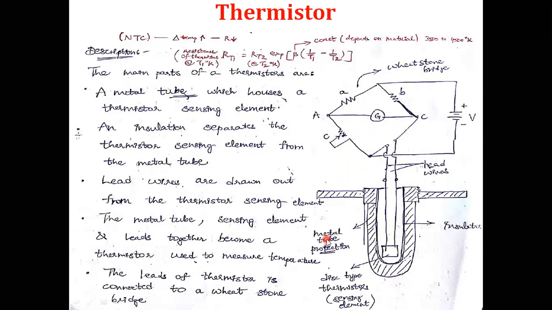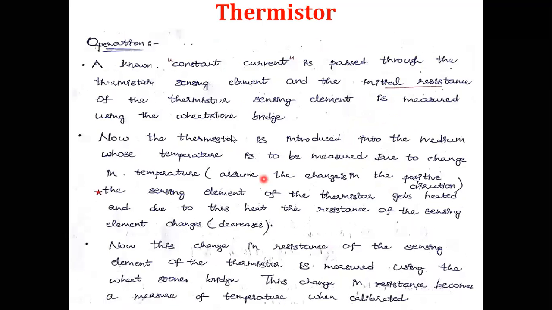A known constant current is passed to the thermistor sensing element, and the initial resistance of the thermistor sensing element is measured using the Wheatstone bridge.